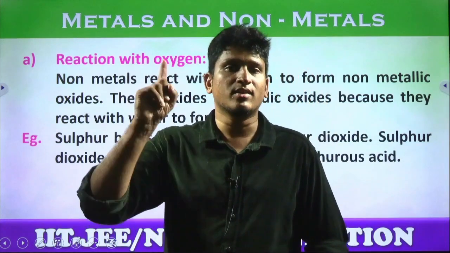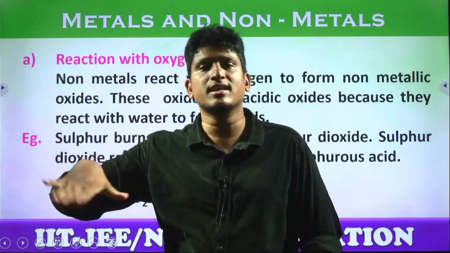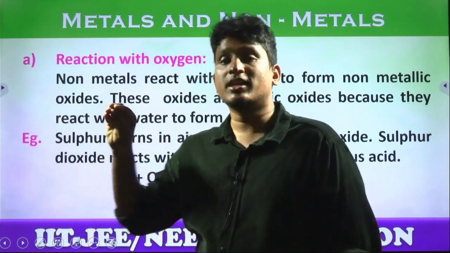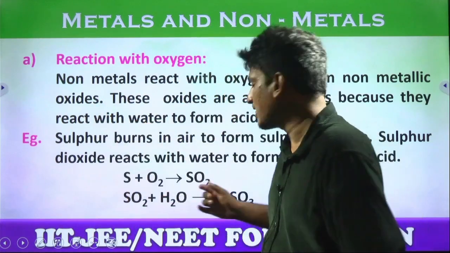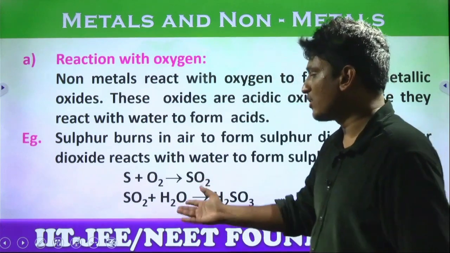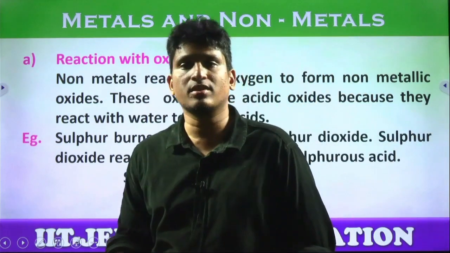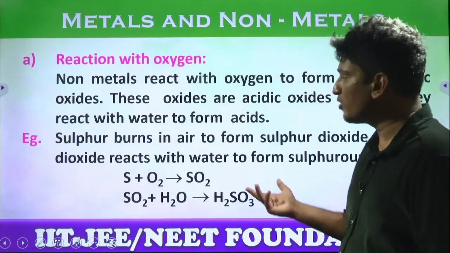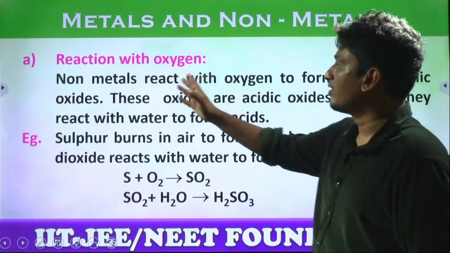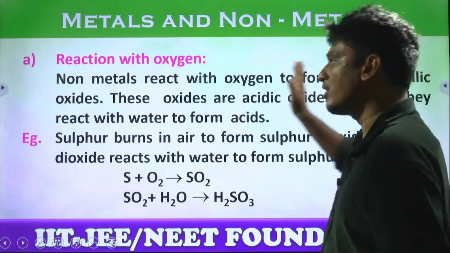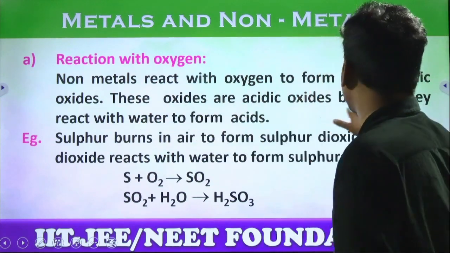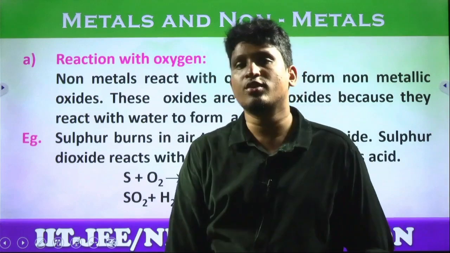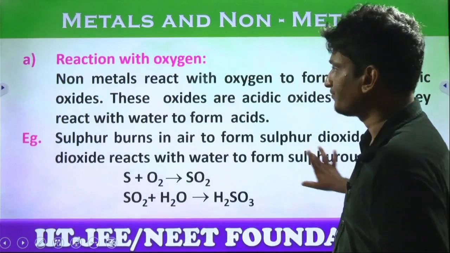Understood? Metallic oxides are basic, non-metallic oxides are acidic. And these non-metallic oxides in water produce acids directly. Here sulfur dioxide is given. If it is nitrogen dioxide plus water, what can we get? Nitric acid. If it is carbon dioxide in water, carbonic acid. So non-metals react with oxygen to form non-metallic oxides. These oxides are acidic oxides because they react with water to form acids.